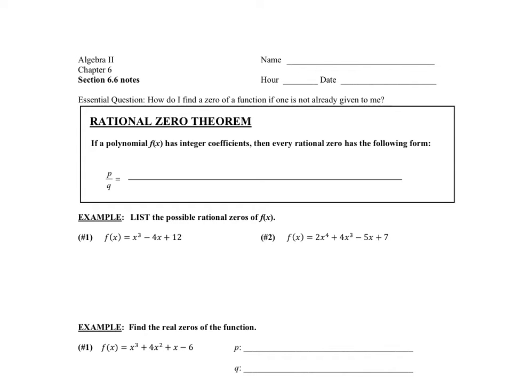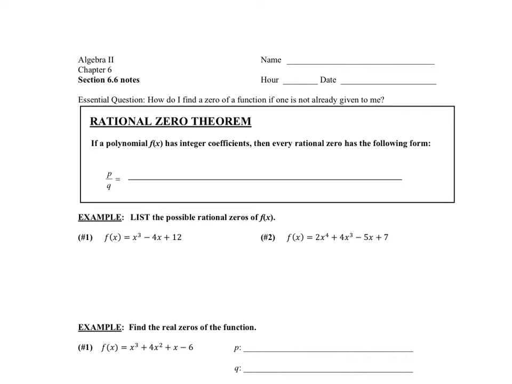All right, section 6.6, we get into the rational zero theorem, which is the section where we kind of put everything together that we've been covering the past couple days. So the rational zero theorem says if a polynomial has integer coefficients, then every rational zero has the following form.